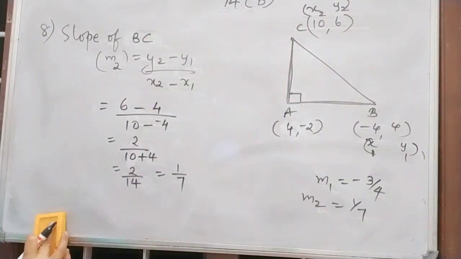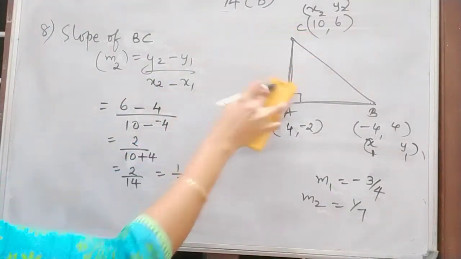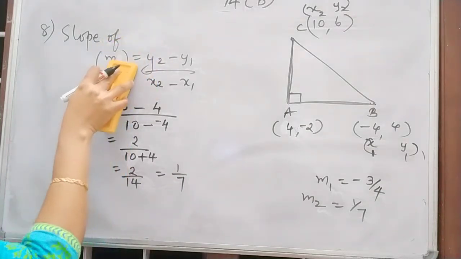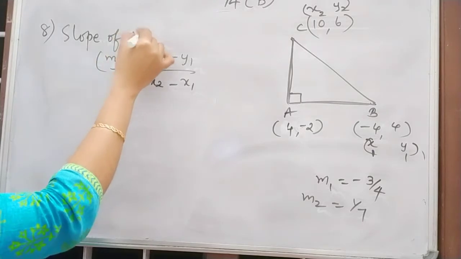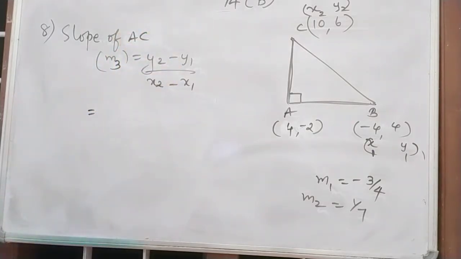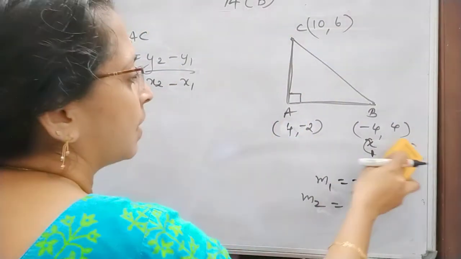Similarly, find the slope of AC. Here the slope of AC we have to find out. We can write the slope of AC as m3. Same way, y2 minus y1 divided by x2 minus x1.